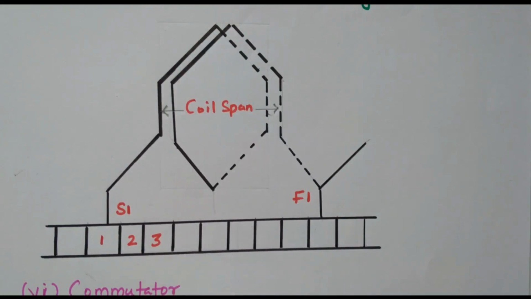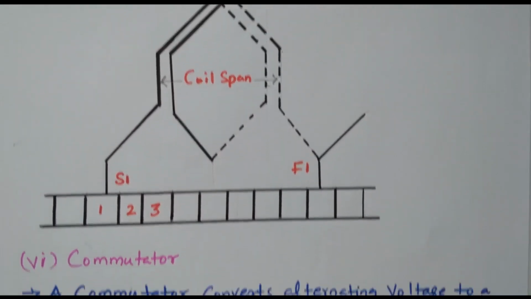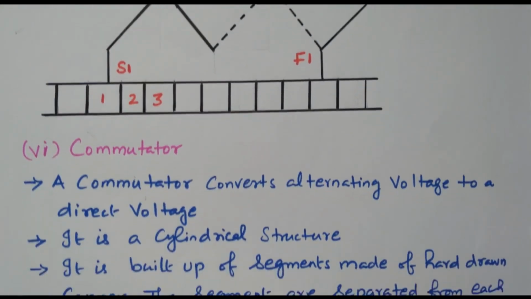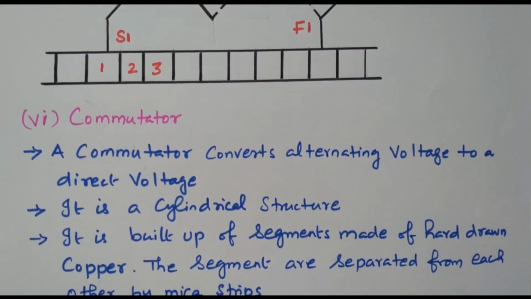I think you were able to understand. Lap winding means each and every pole is completed, then it goes to the next pole. Here, all poles are covered by the coil. So these are the segments. Now we'll go to the next one, the commutator: how this commutator collects the current or supplies the current to the armature winding.